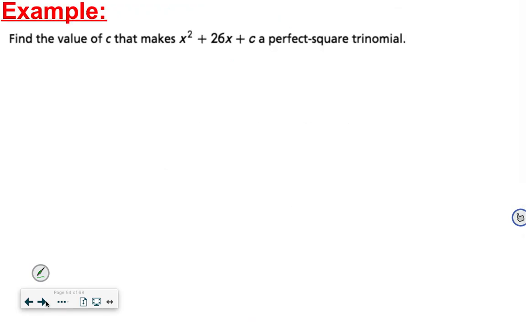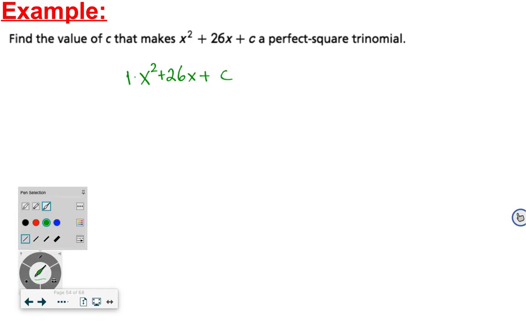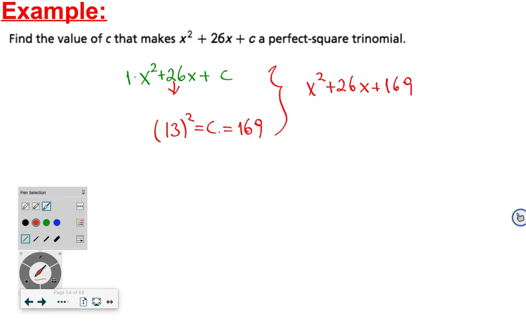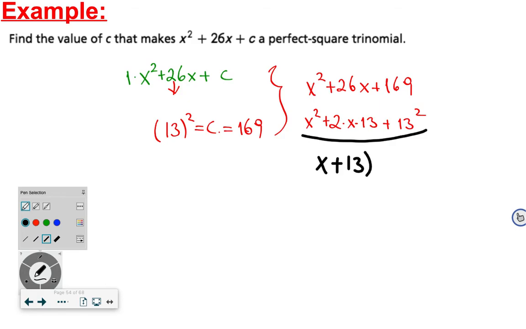Find the value of c to be able to make this expression a perfect square trinomial. x squared plus 26x plus c. Because your coefficient of the x squared is 1, you can divide the number in the middle by 2, which is 13. Take the square, which is equal to c. c is equal to 169. After that, x squared plus 26x plus 169. This can be written as x squared plus 2 times x times 13 plus 13 squared. Because of the perfect square, you can get this expression (x plus 13) squared. This is the answer.